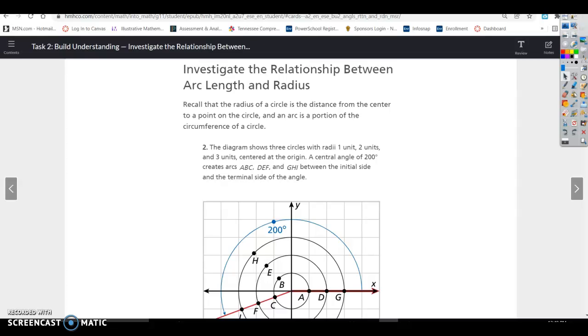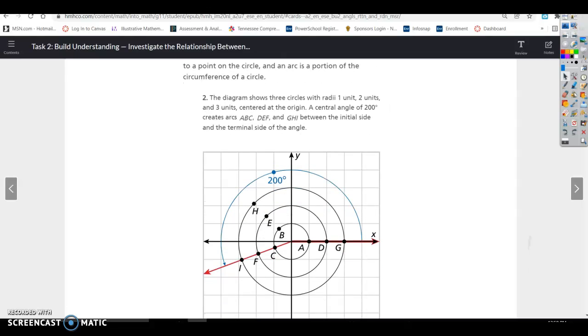Lesson 15.1, Task 2. Investigate the relationship between arc length and radius. Recall that the radius of a circle is the distance from the center to a point on the circle, and an arc is a portion of the circumference of a circle. The diagram shows three circles with radii 1 unit, 2 units, and 3 units centered at the origin. A central angle of 200 degrees creates arcs ABC, DEF, and GHI between the initial side and the terminal side.